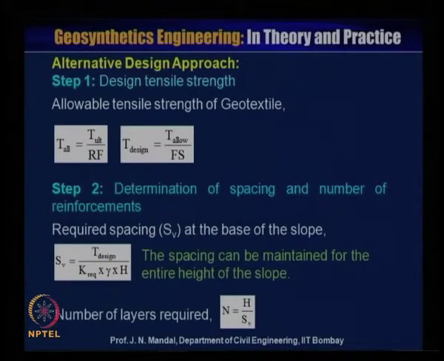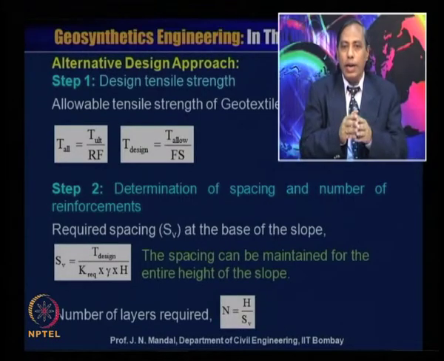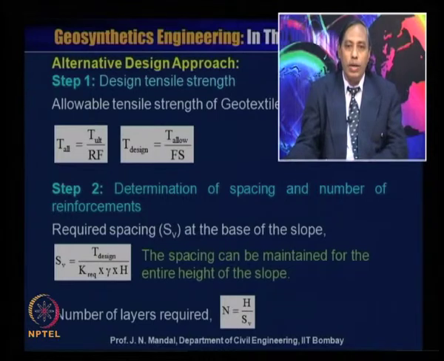The spacing can be maintained for the entire height of the slope. So the number of layers required N is equal to H by SB, where H is the height of the slope and SB is the spacing between two reinforcements. So you can determine the number of layers of reinforcement required.